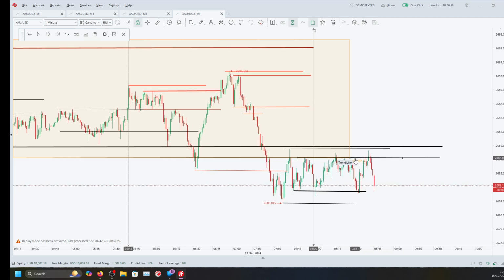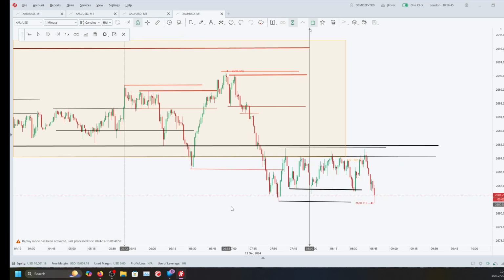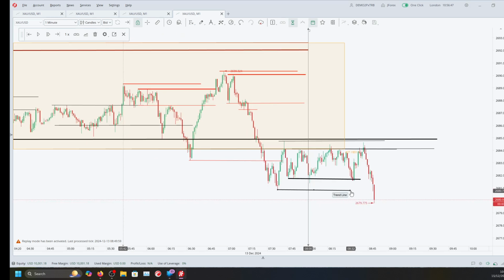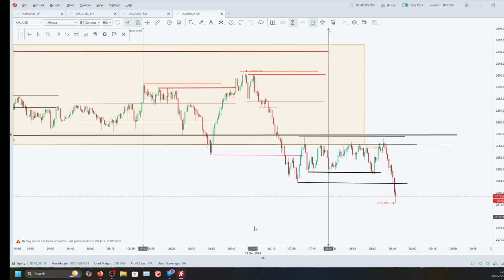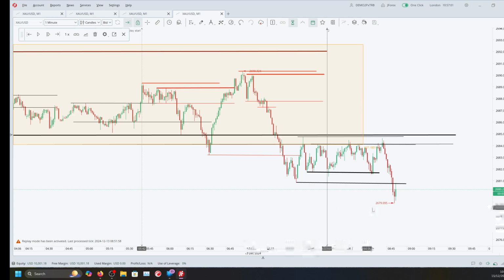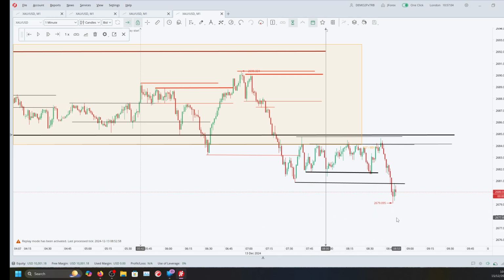You see now we're just stuck between two zones again. See now we're seeing rejection. See now we're getting bearish momentum. So there.